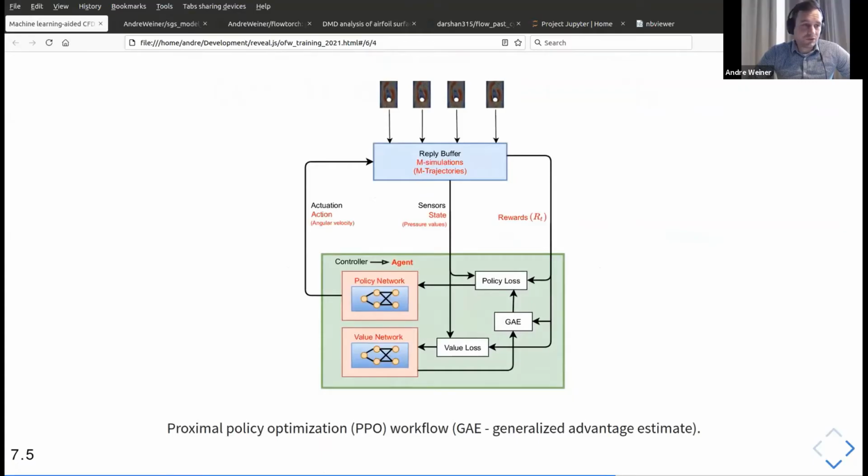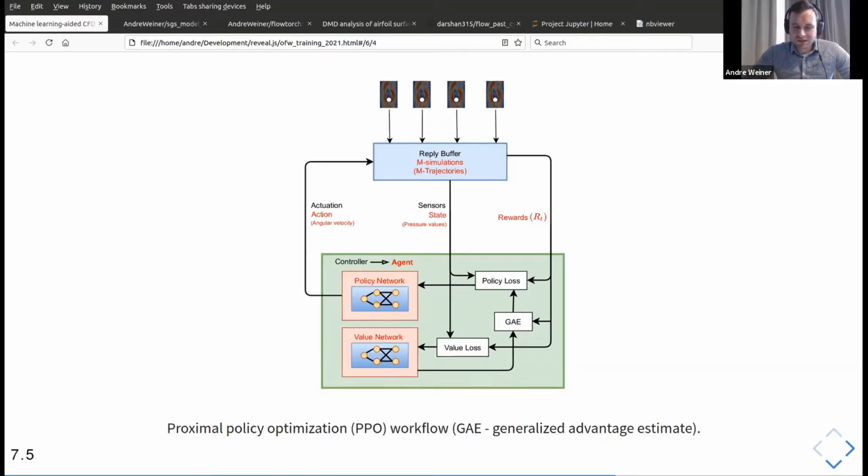The deep reinforcement learning algorithm that we used here is called proximal policy optimization. Reinforcement learning in general works in the way that we have an agent, and that agent is interacting iteratively with an environment to achieve a certain goal, which is defined by a so-called reward function. In practice, the agent is some software application that interacts, in our case, with a simulation and manipulates that simulation in order to achieve a certain goal. In our case, we want to reduce drag and lift as much as possible.